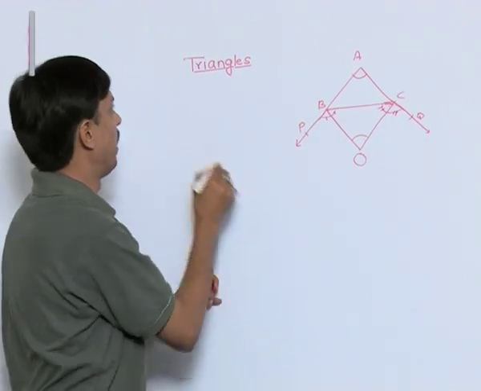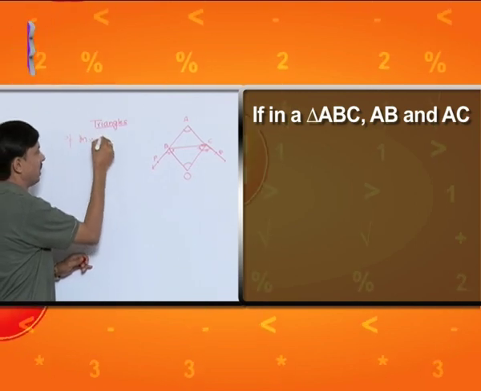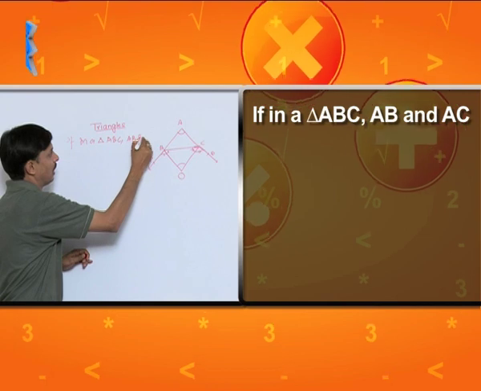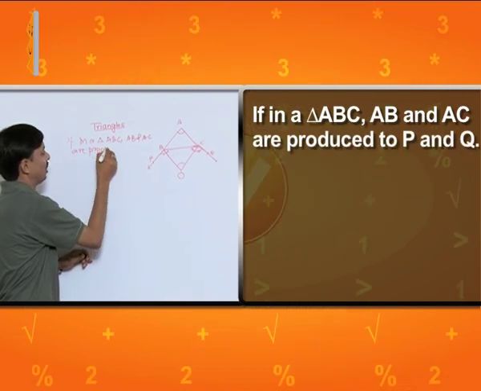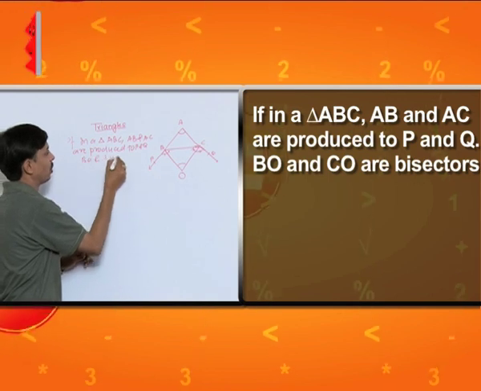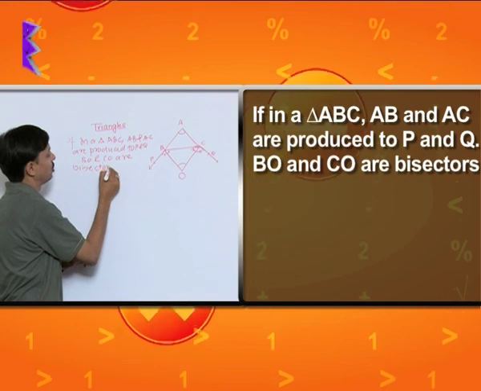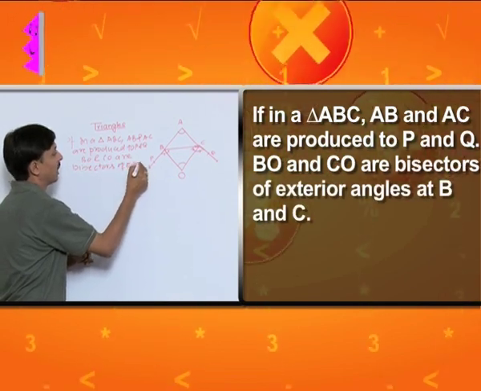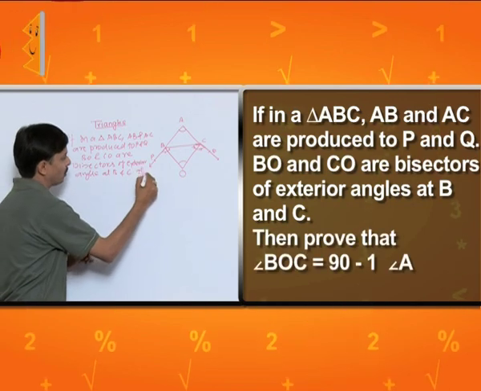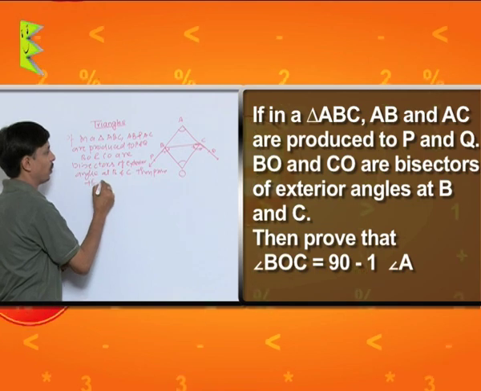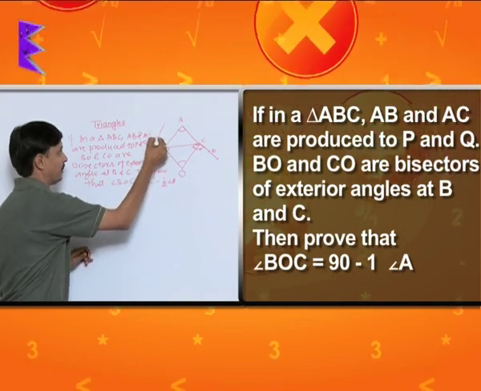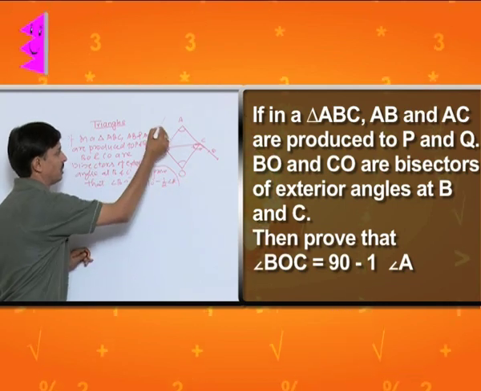What will be the statement? If in a triangle ABC, AB and AC are produced to P and Q, BO and CO are bisectors of the exterior angles at B and C, then prove that angle BOC is equal to 90 degree minus half of angle A. I am separating the figure and statement with this boundary.